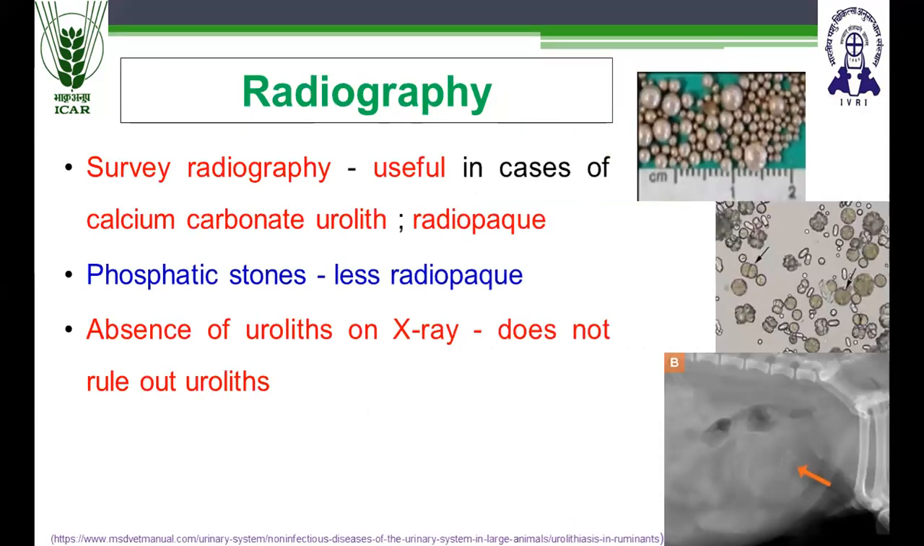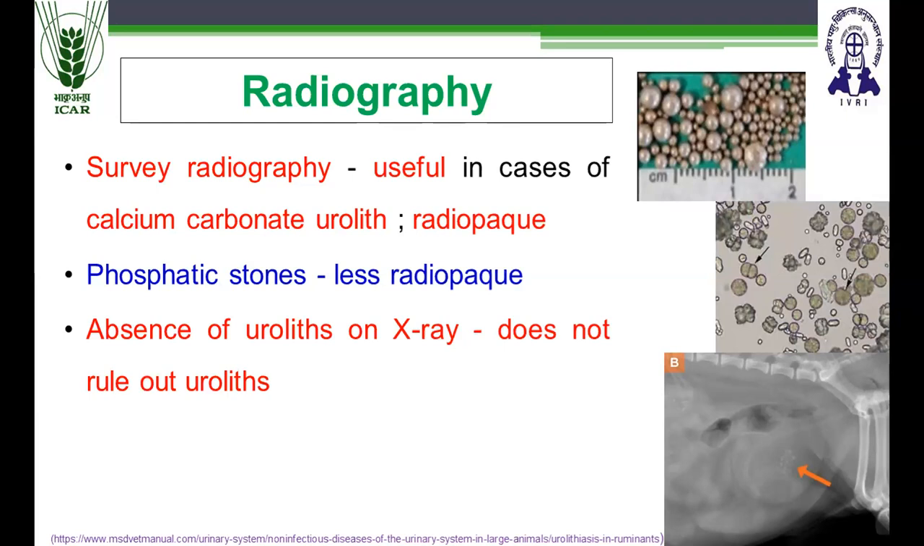Survey radiography is very useful in cases of calcium carbonate uroliths or silicate uroliths, which are very radio-opaque. Even though phosphatic stones are radio-opaque, sometimes they can be less radio-opaque compared to the calcium carbonate or silica. But absence of urolith in an X-ray will not rule out the possibility of urolithiasis. So there comes the importance of history, clinical signs, and ultrasonography.